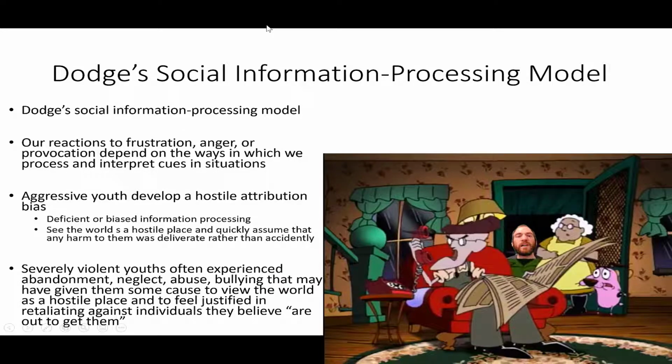Next, let's talk about some theories of antisocial youth, beginning with Dodge's social information processing model. I don't think this is a dog. I'm not sure, but it's probably not the dog.